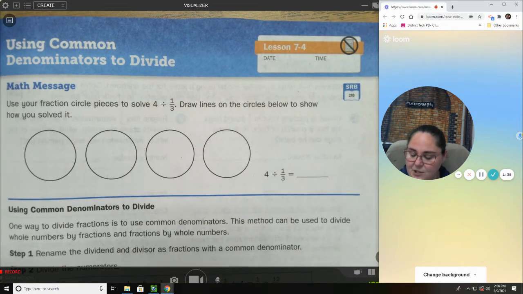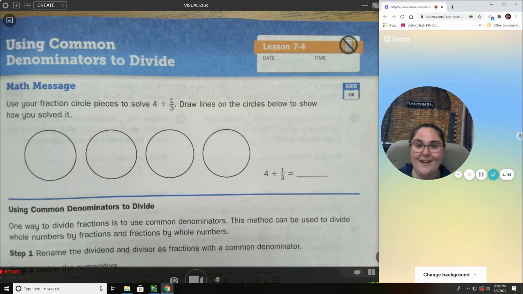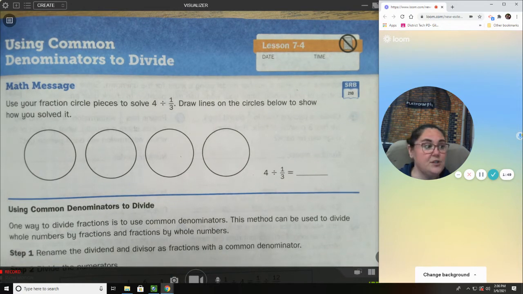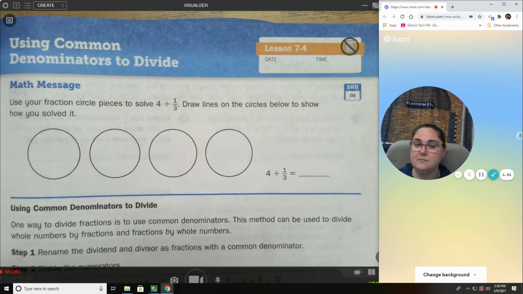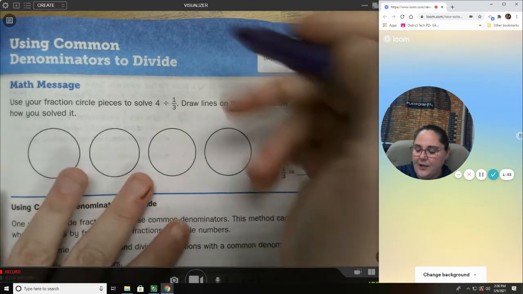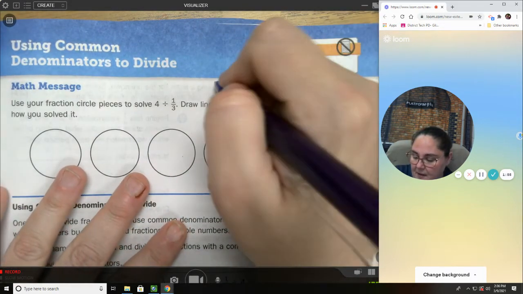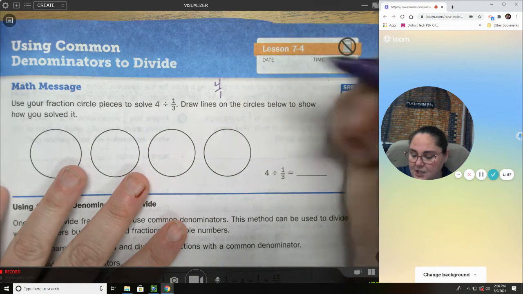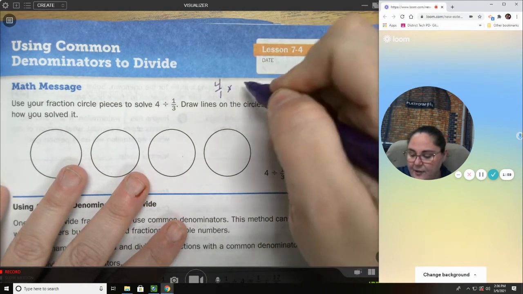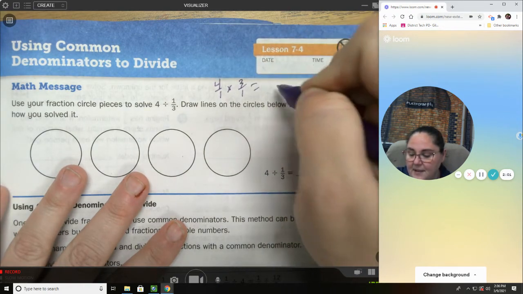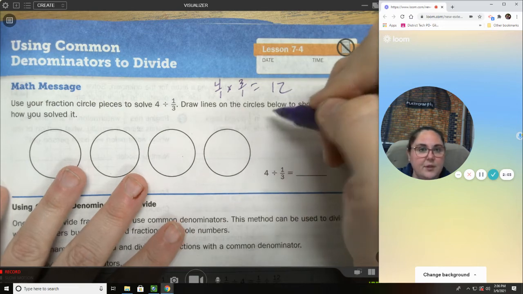The math message says use your fraction circle pieces to solve and divide 4 divided by 1/3. Draw lines on the circles below to show how you solved your problem. Absolutely, I could do keep, change, flip. 4 over 1, change, so I multiply, flip it. 3 over 1. My answer would be 12. Great.